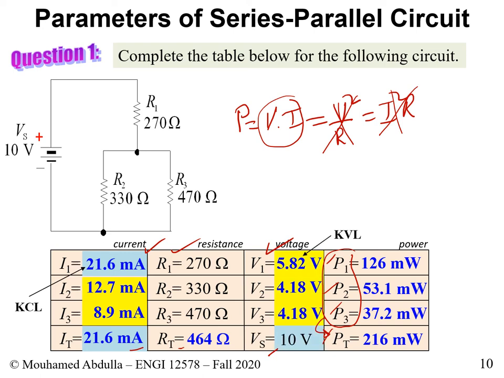And you could also see your KVL here in the table. So KVL is the voltage that is dropped here. The voltage drop for resistor 1 is 5.82, and the voltage drop for resistors 2 and 3 should be the same, 4.18. You add them together, that gives you your total 10 volts. So this is also your KVL. So as you notice with the series parallel circuit, both KVL and KCL are used.